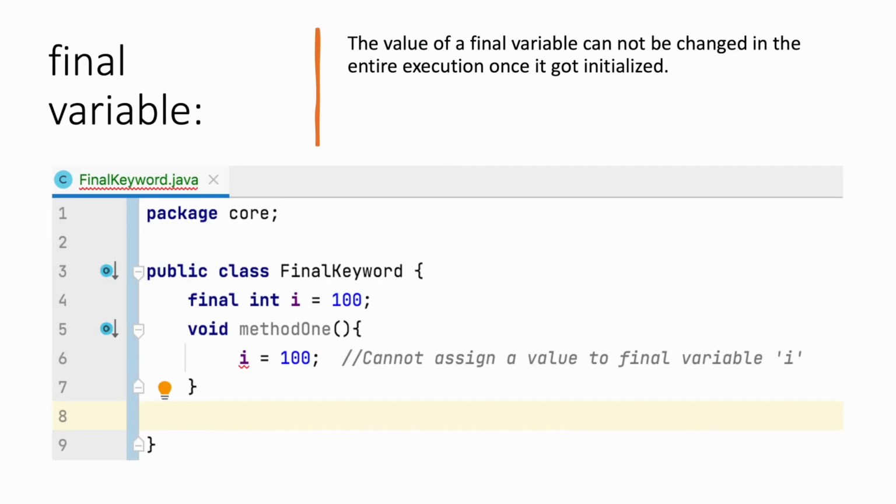Final variables. If you declare a variable as final, then we can say that variable is a final variable. The value of a final variable cannot be changed in the entire execution once it is initialized. In the example, we have declared final int i equals 100. Now we are trying to assign the value i equals 100 again, and it gives an error: cannot assign a value to final variable i, even though it is the same value.